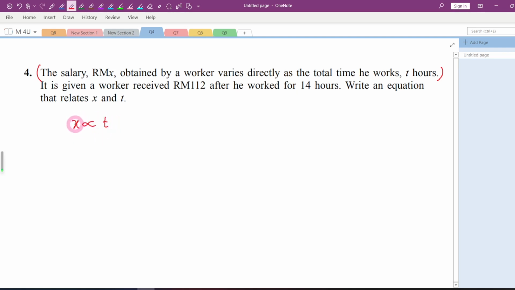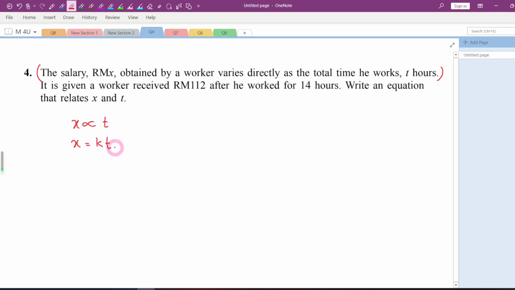Now this is RM. In RM, how many ringgit is the salary? This is the time he worked for, T hours. It is given a worker receives 112 ringgit after he worked for 14 hours. Write an equation that relates X and T. So this is a relation. If we want to write in equation form, we will just copy this one and this sign we change to equal, and we need to add a constant of relation.